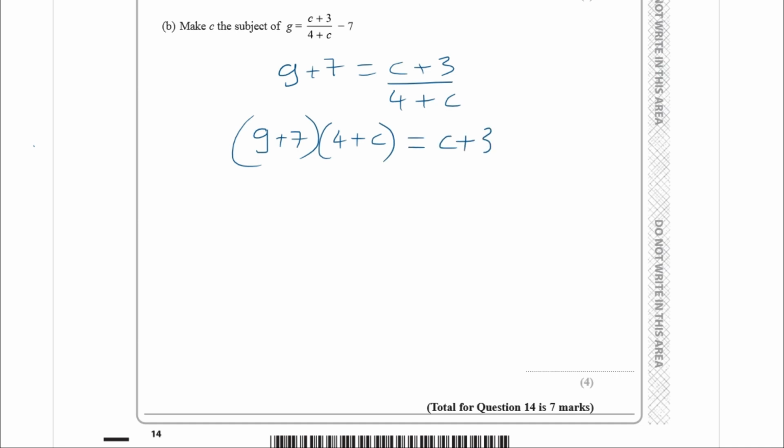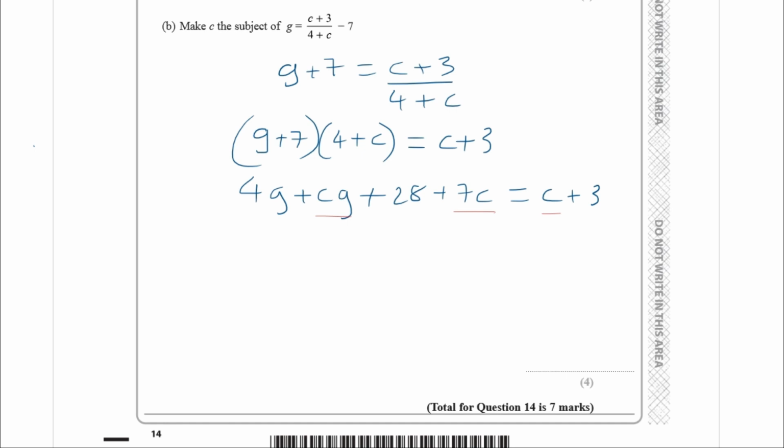Expanding the bracket here, we can say that 4G and probably CG, because you need to write them in alphabetical order, plus 28 plus 7C is equal to C plus 3. Now this is the step where you need to make sure all your C's are on the same side and all the numbers are on the same side. So I would move all the C's to the left and all the numbers to the right.